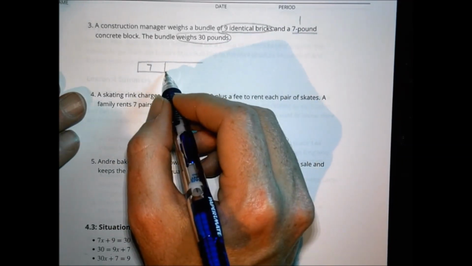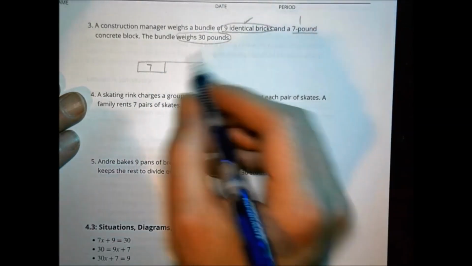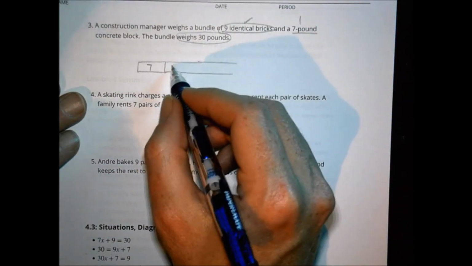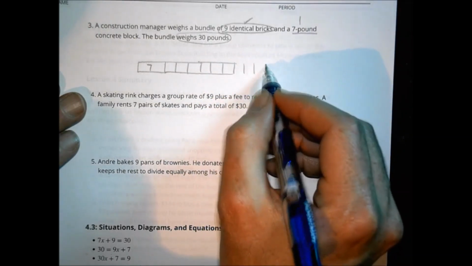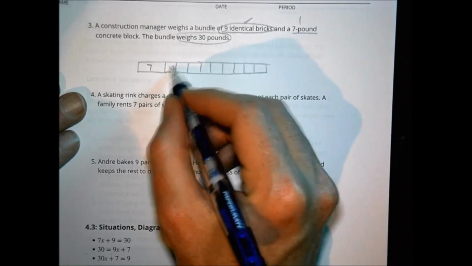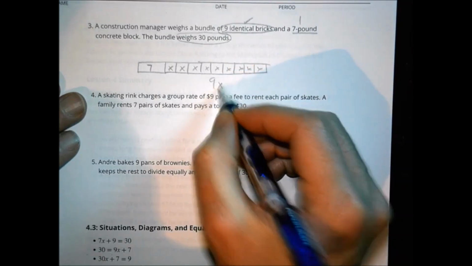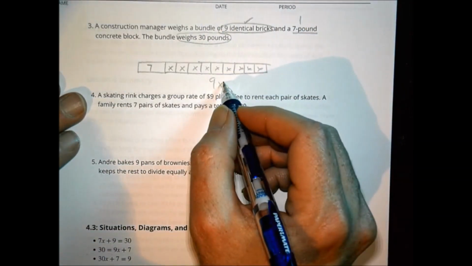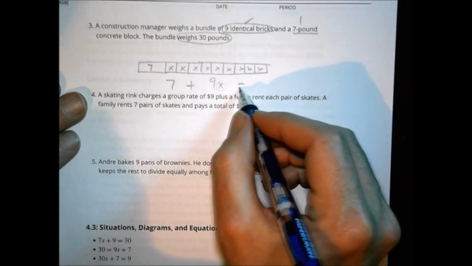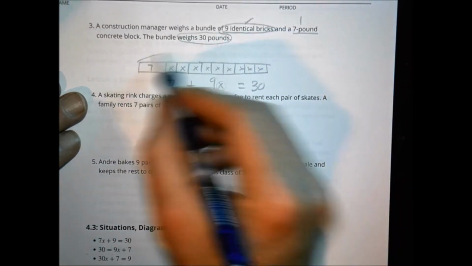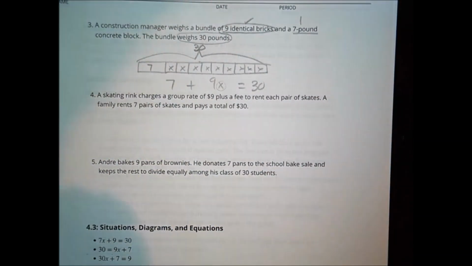And then once again, what do we have? We have 9 identical bricks, which we don't know how much they weigh, but there are 9 of them. So once again, we're going to do 1, 2, 3, 4, 5, 6, 7, 8, and 9. Finish that out. Put my x's in there. So those are my 9 identical bricks, whatever those weigh. That x represents how much they weigh, but I don't know what that is. We know we have one 7-pound block, and in total, it's going to weigh 30 pounds. So we'll break this up like that and write 30 on top for our tape diagram. And it looks something along those lines.